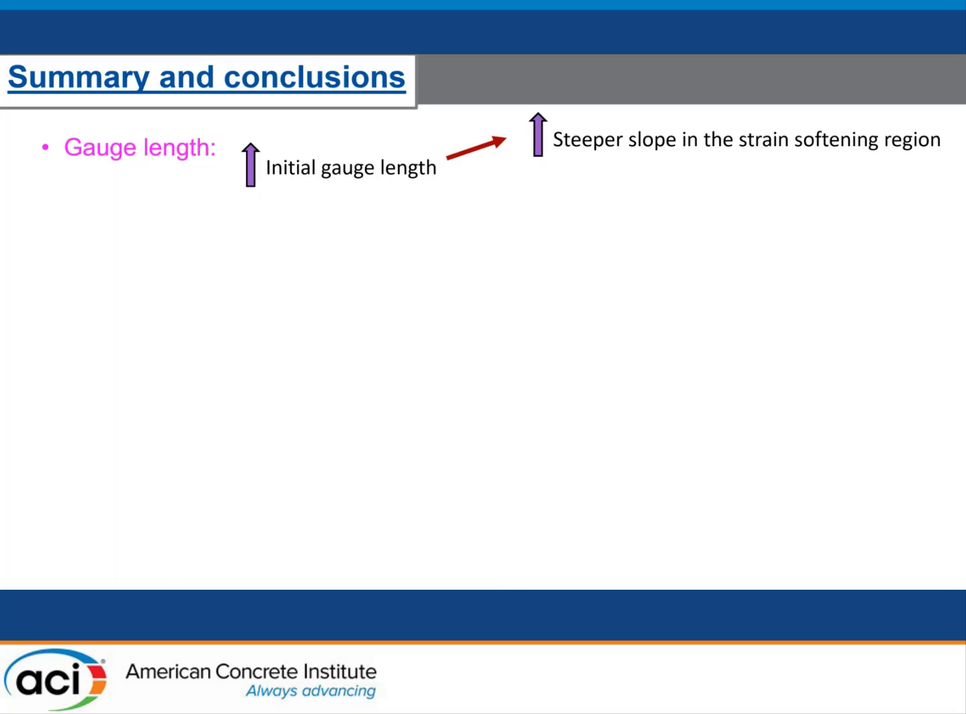Going through the summary and conclusions of our studies, we saw that with a higher initial gauge length, we actually have a steeper slope in the strain softening region. We have a smaller strain at the peak stress.